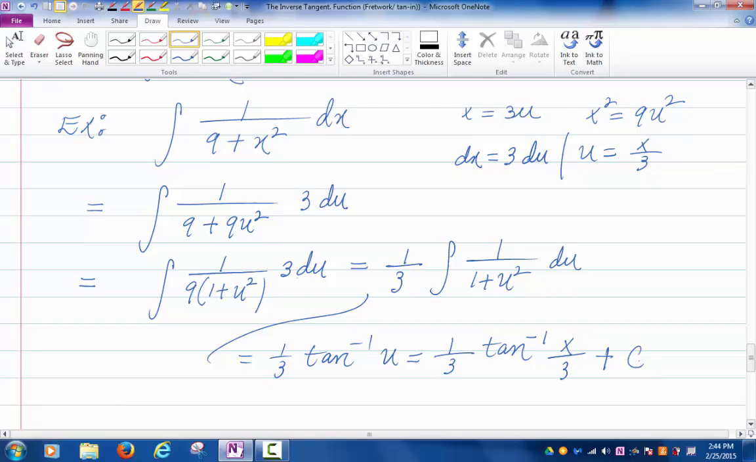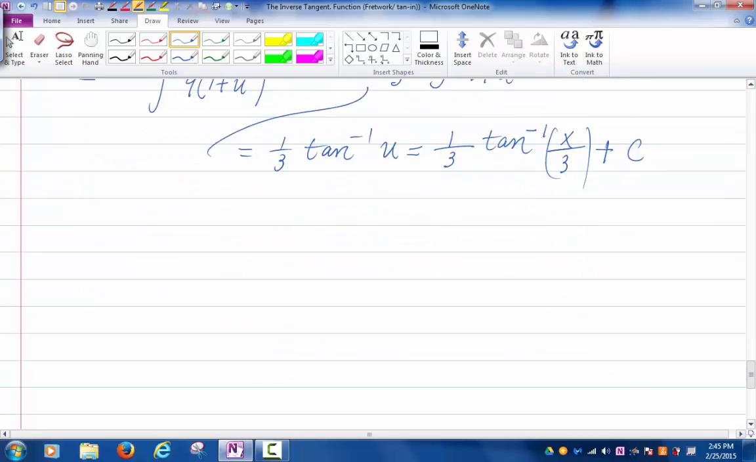In my final answer, you see that I have 1/3 outside of the tangent inverse. I also have 1/3 within this parenthesis here, right? Where is that 1/3 coming from? Or where is that 3 coming from? In fact, that 3 is coming from this 9. It is the root of 9. So why am I pointing that out?